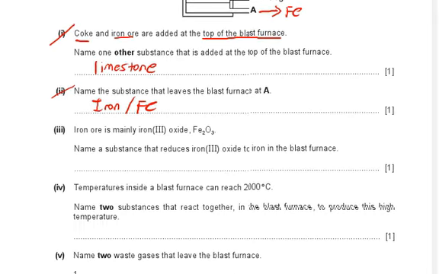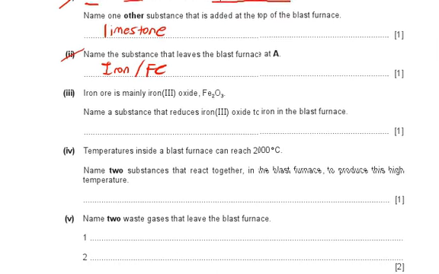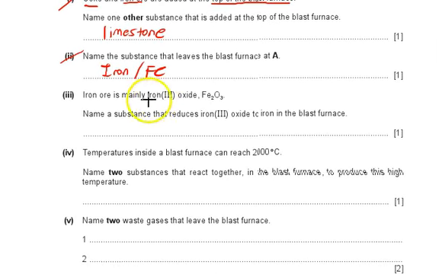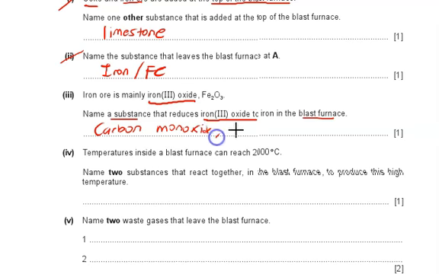Okay, now iron ore is mainly iron trioxide. Name a substance that reduces iron trioxide to iron in the blast furnace. So we will have carbon monoxide. You can also say carbon. This is from the coke itself.